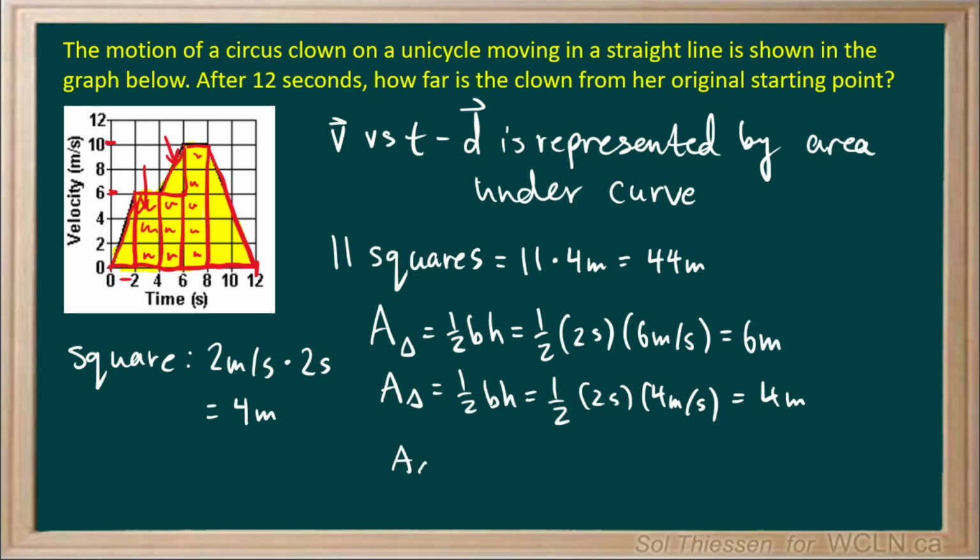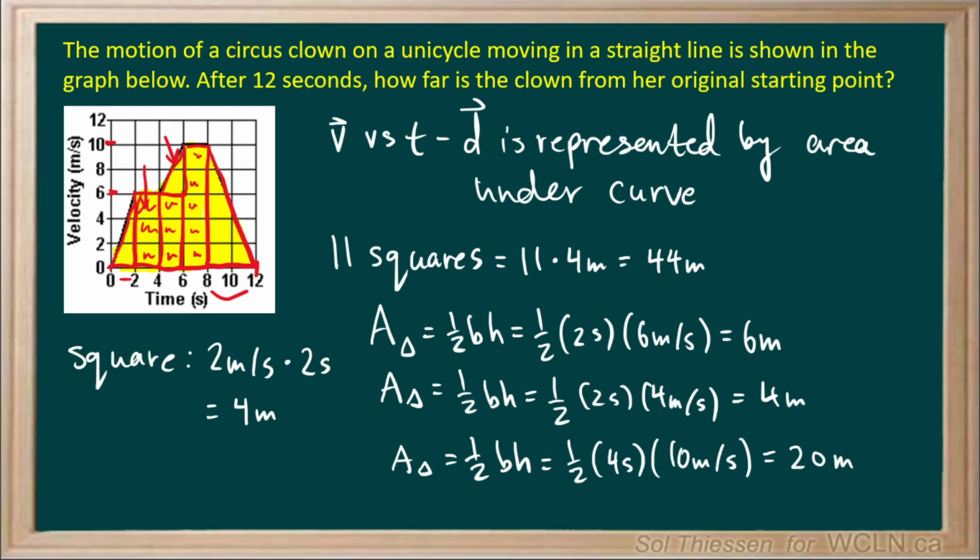Then finally, for the last triangle on the right, its base is actually 4 seconds. So the difference between 8 and 12 seconds is 4 seconds. And the height is 10 meters per second. So that's a total of 20 meters.